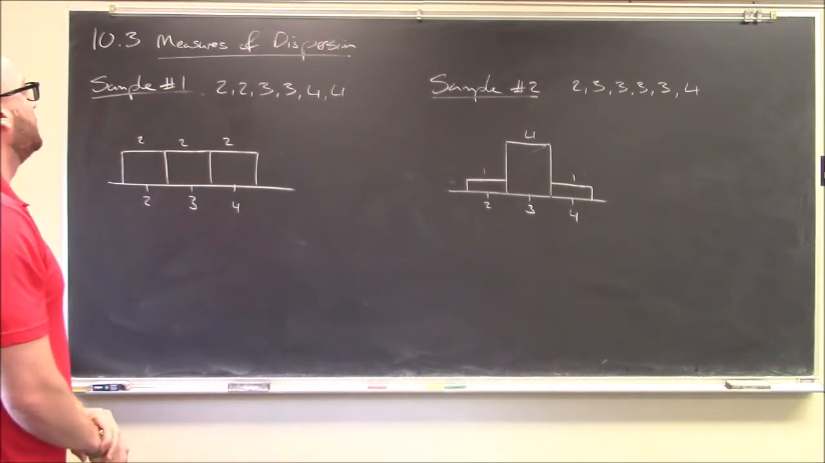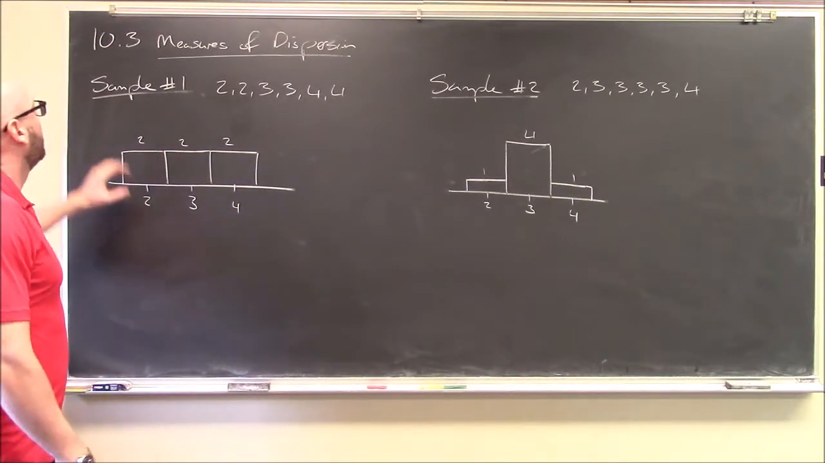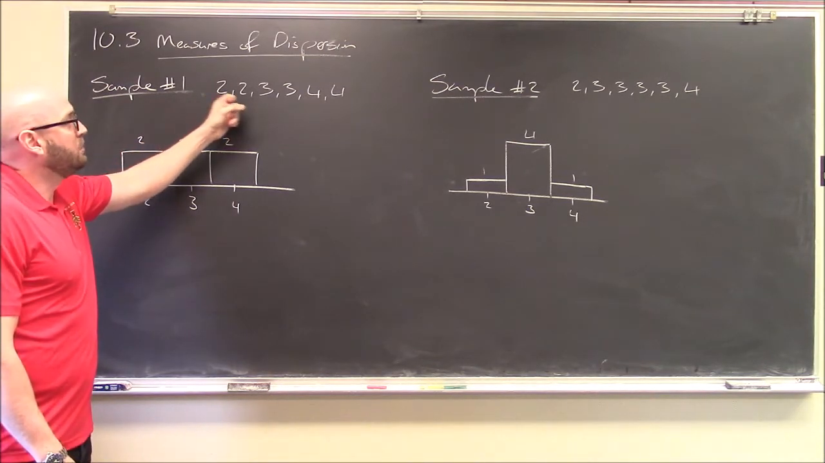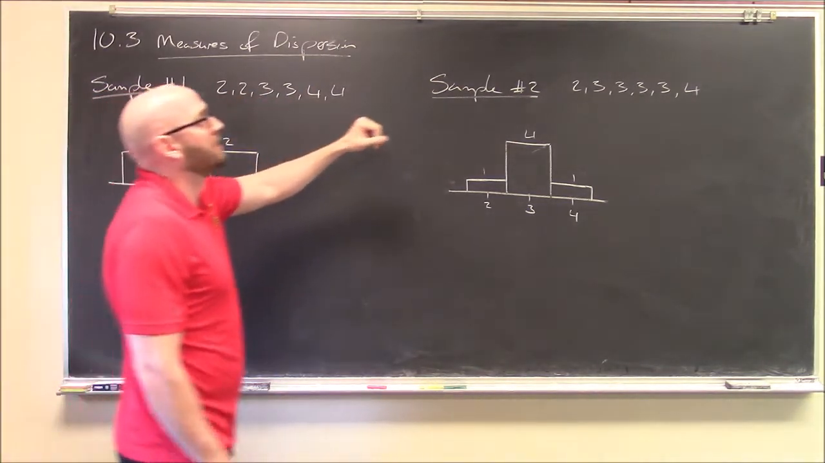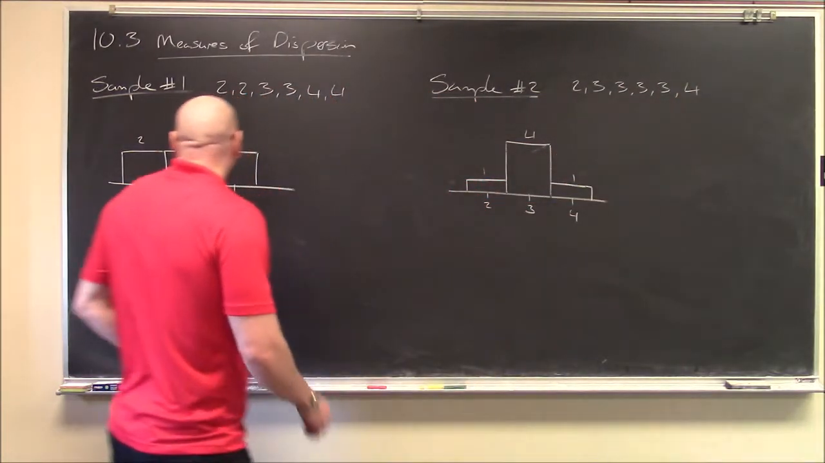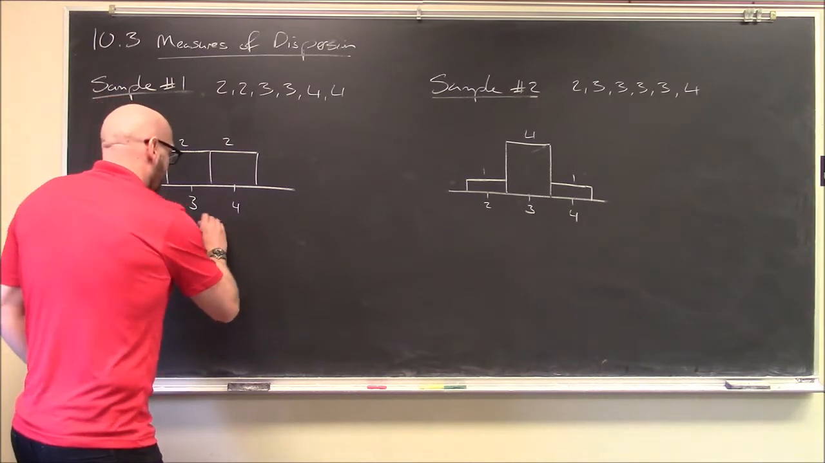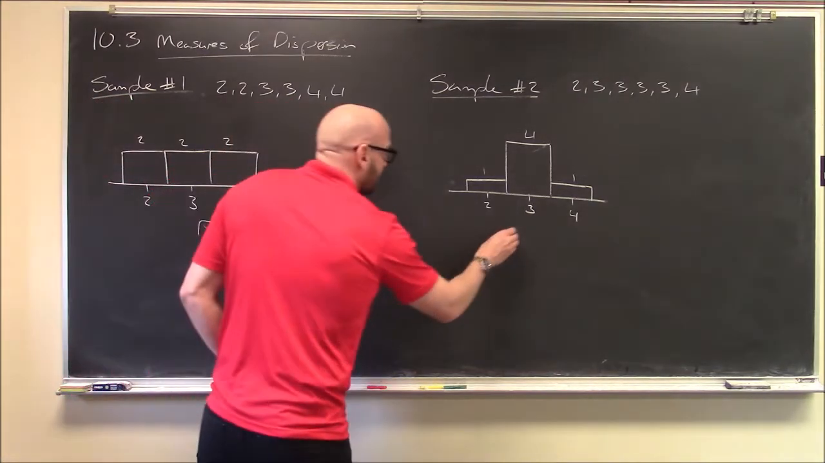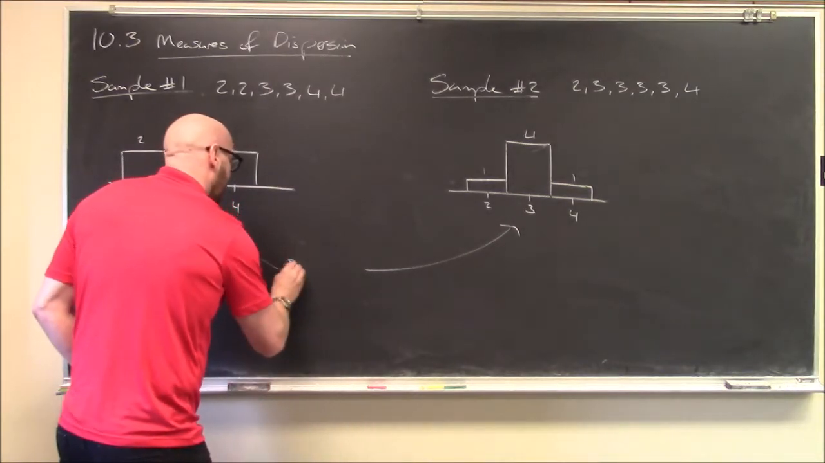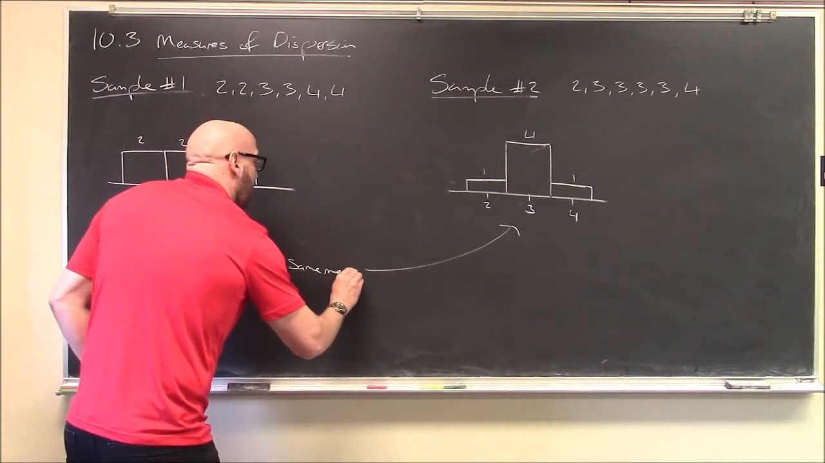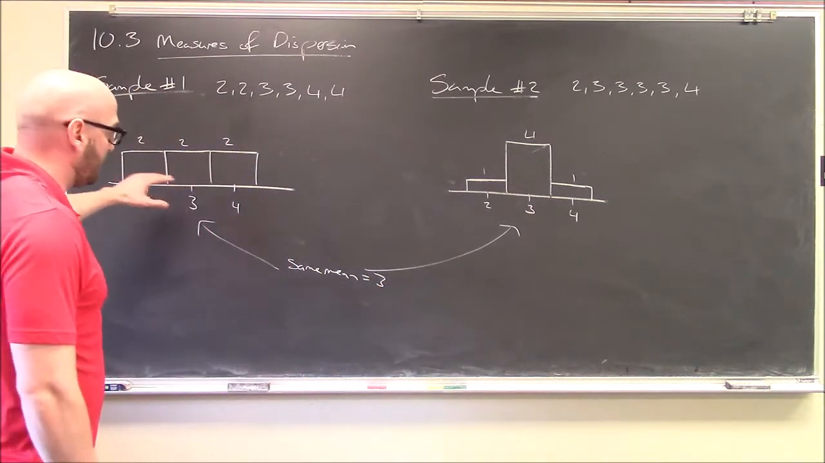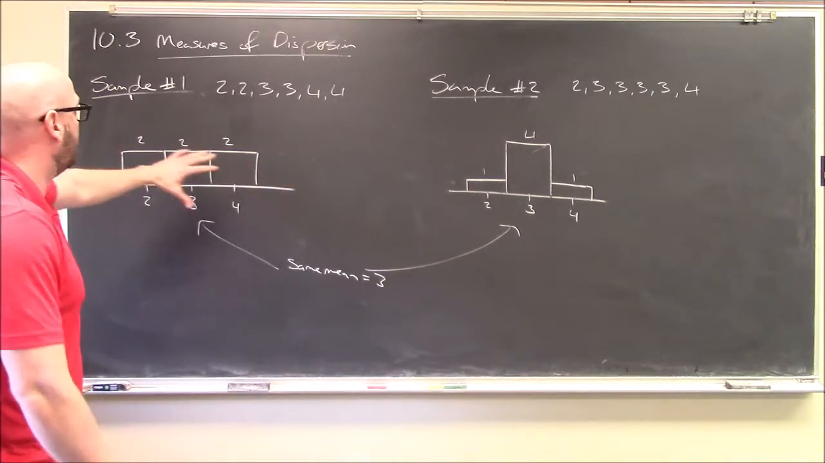So there's more to data than just identifying the midpoint. For example, here's two different samples. Sample number 1 is just 2, 2, 3, 3, 4, 4. Sample number 2 is 2, 3, 3, 3, 3, 4. And both of them, if you were to check the mean and the median of both of them, you would get the same mean, which is 3.